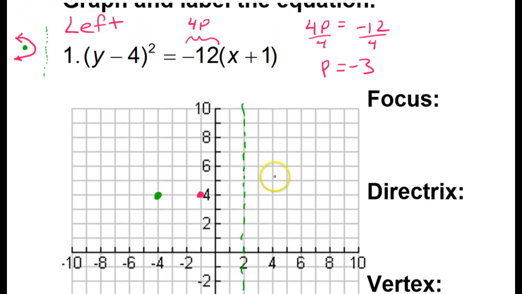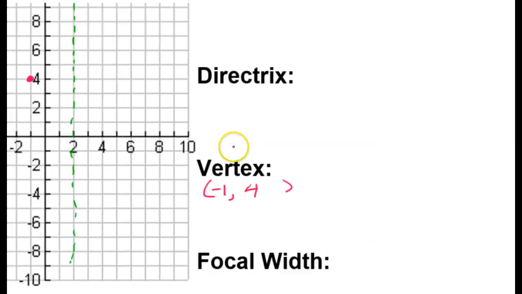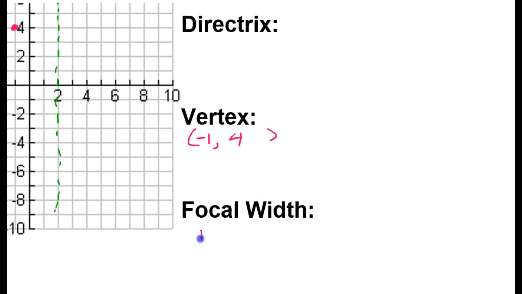Okay, one more thing. The focal width. We will use the focal width to plot 2 additional points to complete this graph. The focal width is going to come from this number right here as well. Focal width. However, width has to be positive. So even though this is a -12, for the focal width, I'm going to put +12.